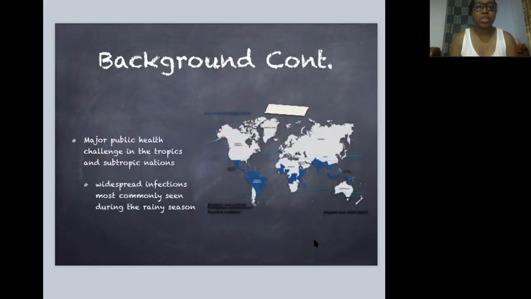Widespread infections are seen during the rainy season, since this is when humidity and temperature is the most conducive for the survival and breeding of these mosquitoes. However, the incidence of dengue fever has started to become more prominent in other parts of the world, apart from the tropical and subtropic nations, due to global warming and frequent air travel between countries.